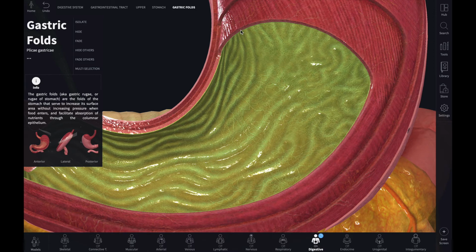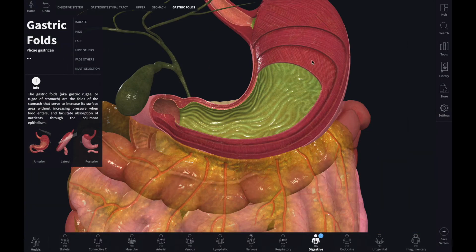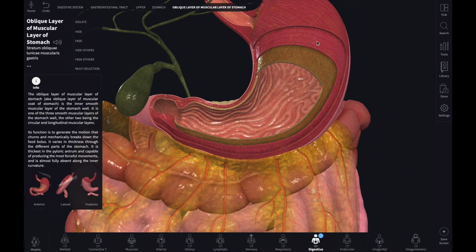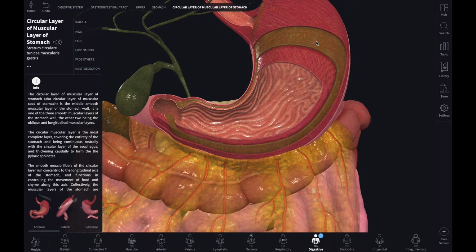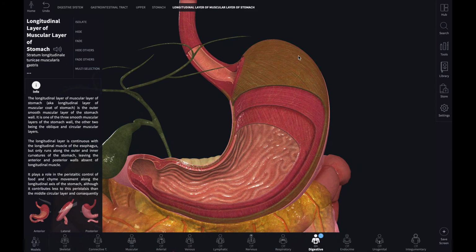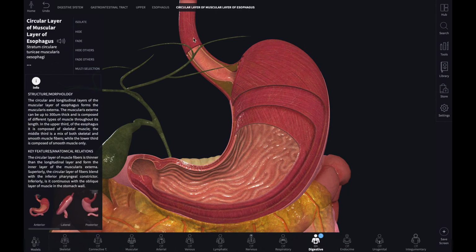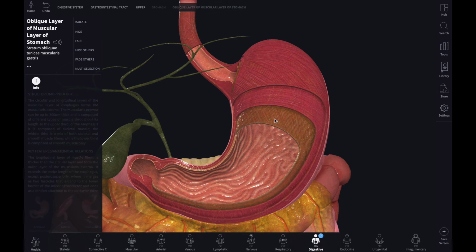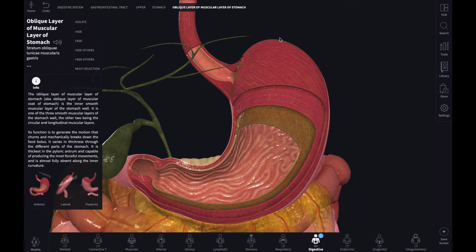Then you have the muscular layer of the stomach. You have 3 layers of muscle: the inner oblique layer, then the middle circular layer, and the outer longitudinal layer. These are the 3 muscle layers. Whereas in the esophagus you have only the circular and the longitudinal muscle. This oblique layer is absent. So because of the presence of these 3 layers, the stomach is able to stretch.